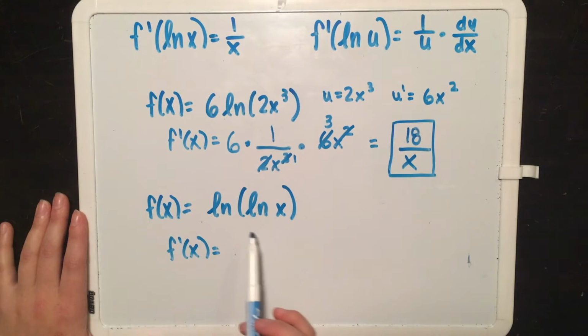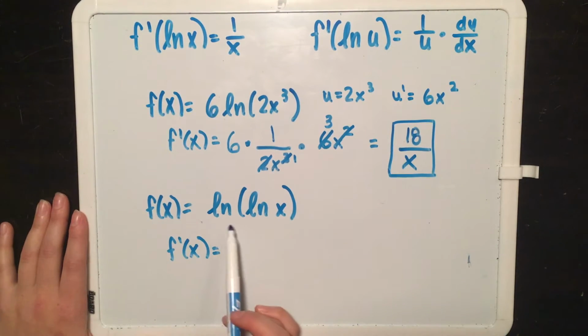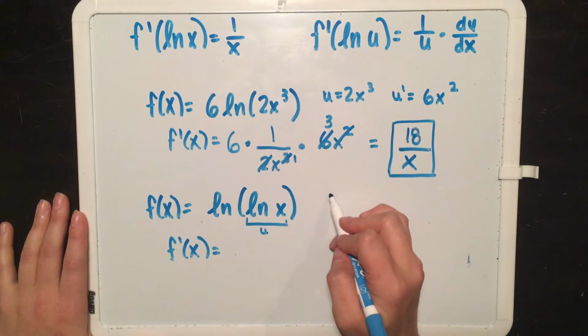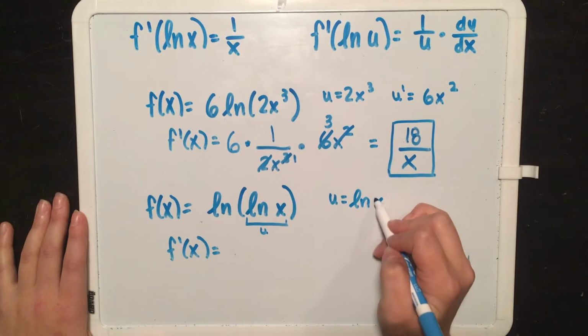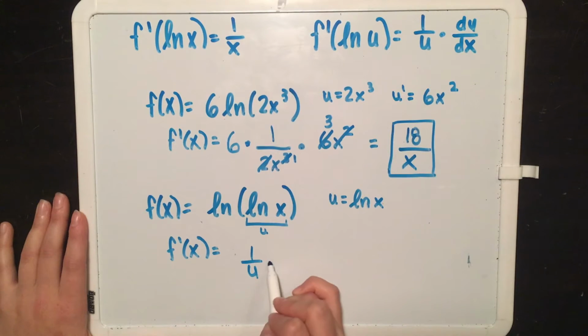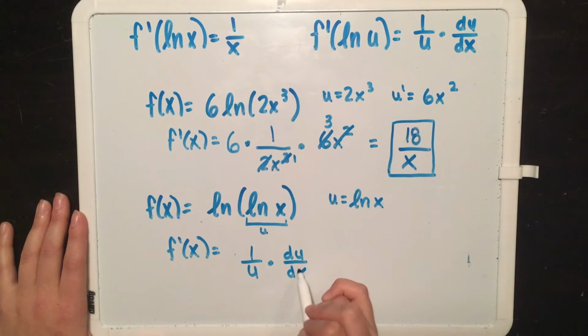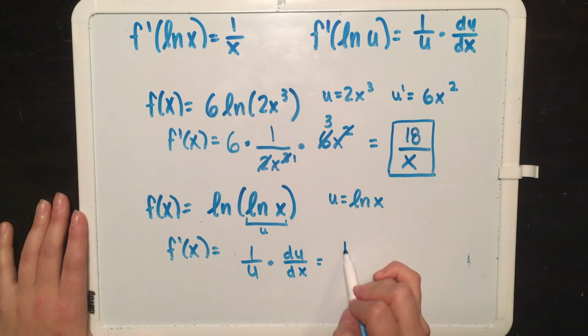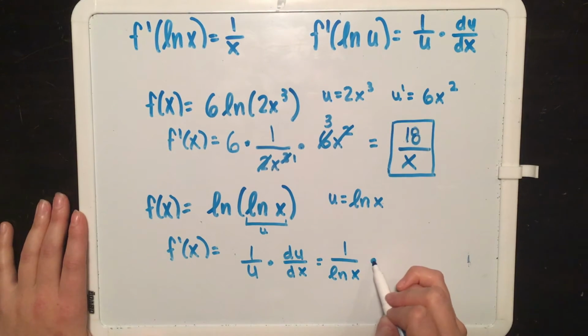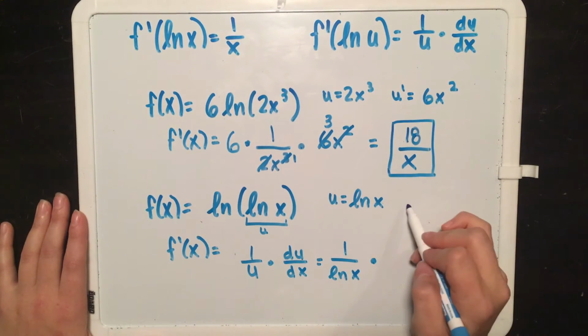This last example has natural log inside of a natural log. Although it looks confusing, we can treat this the exact same way that we treated the last few problems, where the term that's inside of the natural log is our u. u equals natural log of x. So when we take the derivative, 1 over u times du dx, 1 over u is just 1 over natural log of x, since that's our u, and we have to multiply it by the derivative of this term.